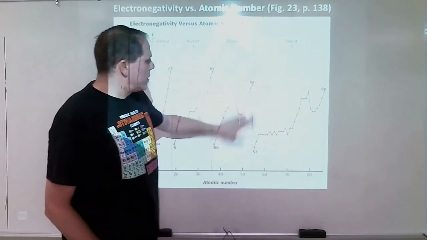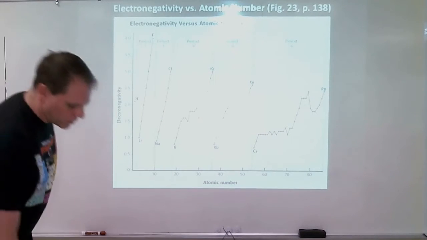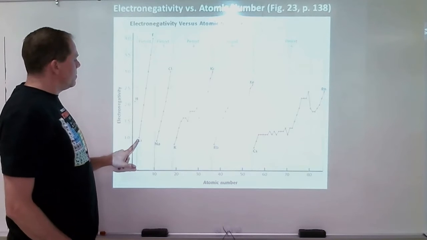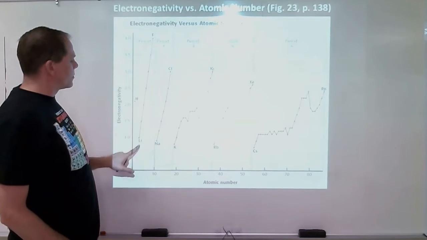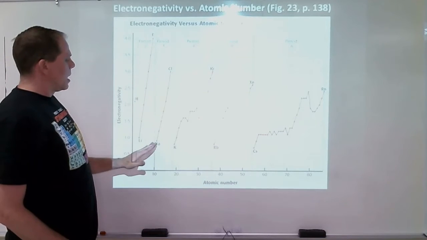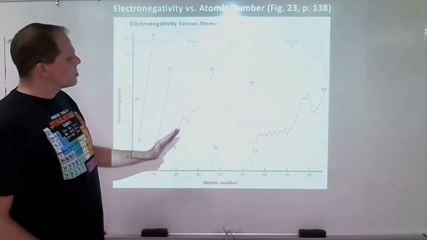Here's the electronegativity with regard to the different groups. Notice how it starts with low electronegativity. And as you go across, this is from lithium to fluorine, the electronegativity increases. Again, so these are your group 1 elements. And you can see that the electronegativity goes up.